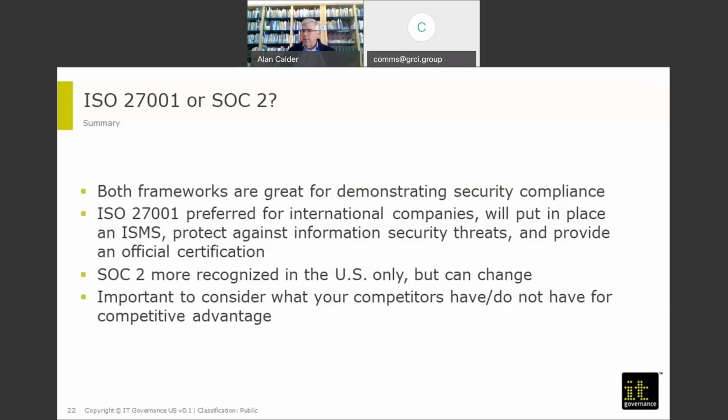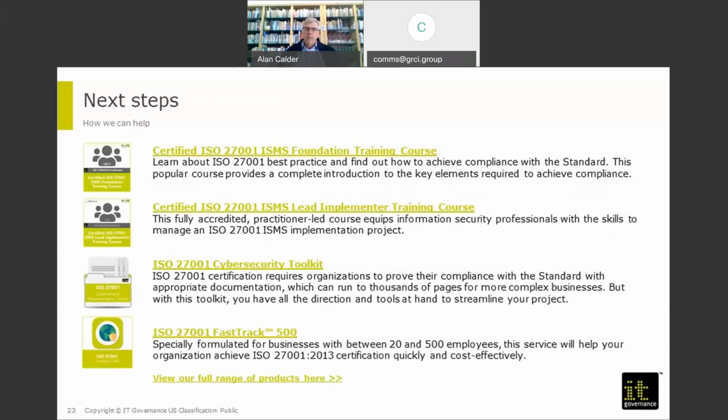SOC 2 is more recognized in North America and the US. It's increasingly being looked for from organizations in the EU and across Asia Pacific, where clients are saying, actually, because you're part of our control environment, we want you to have SOC 2. We need you to do that. We're relying on you. You're providing staff awareness training, which is a critical part of our overall activity. And so the client driver will tend to be the important consideration in terms of which framework you might look at.